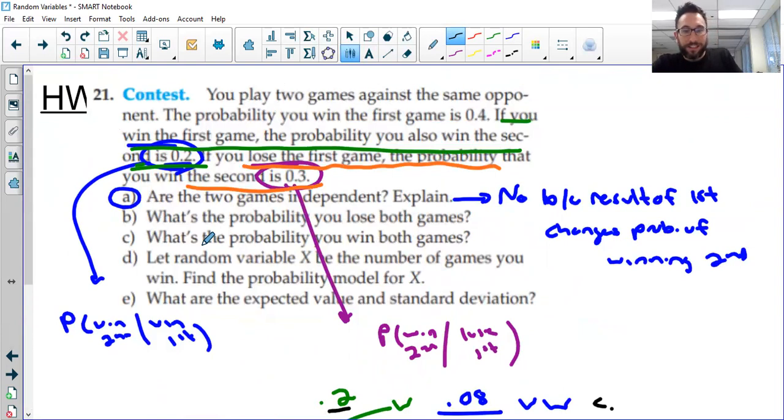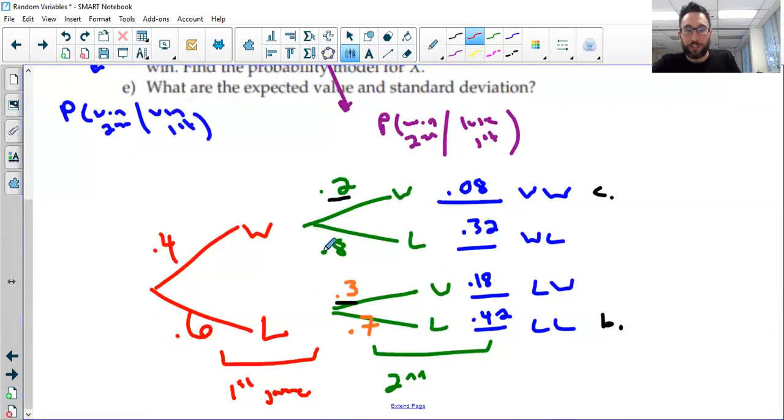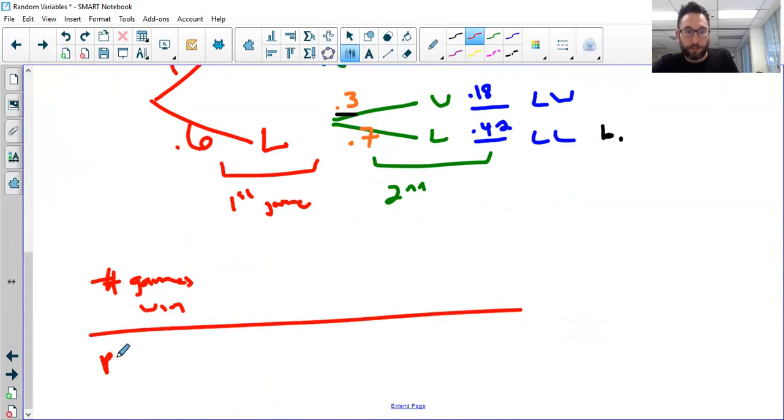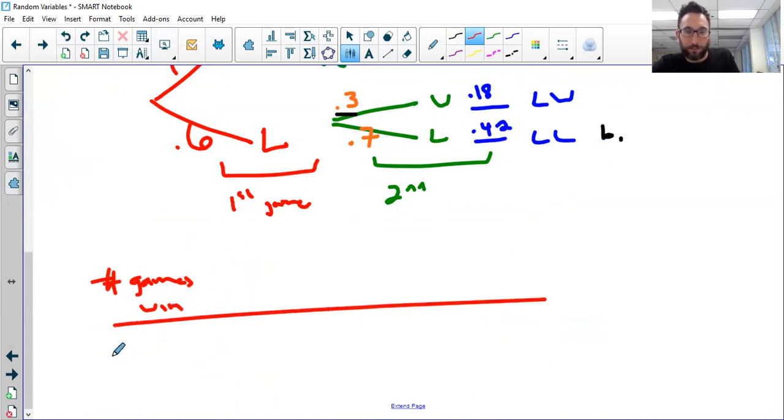So in D and E, we want the expected number of games you win and the standard deviation. So we want to create our probability model: the number of games we win and their corresponding probabilities. Well, if we use our tree diagram, this shouldn't be too bad. Well, that wasn't supposed to happen. I don't know that that was any neater.